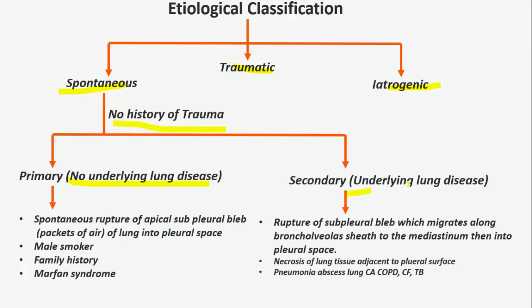In secondary, there is underlying lung disease, for example rupture of subpleural bleb which migrates along the bronchoalveolar sheath to the mediastinum, then into the pleural space, necrosis of lung tissue adjacent to the pleural surface, pneumonia, abscess, lung cancer, COPD, cardiac failure or TB.